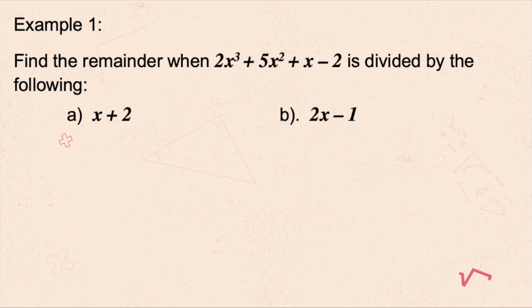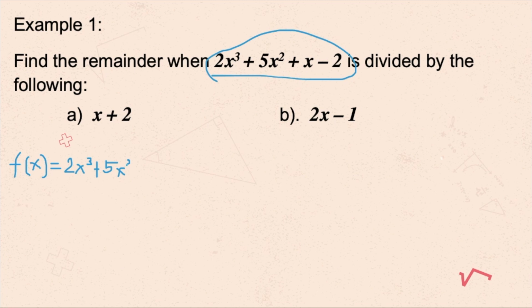Okay, so let's use this remainder theorem in this example. Find the remainder when 2x cubed plus 5x squared plus x minus 2 is divided by the following. Let's start first with x plus 2. Here we have given 2x cubed plus 5x squared plus x minus 2. Let's use the remainder theorem to identify what its remainder must be when we divide the given f of x by x plus 2.